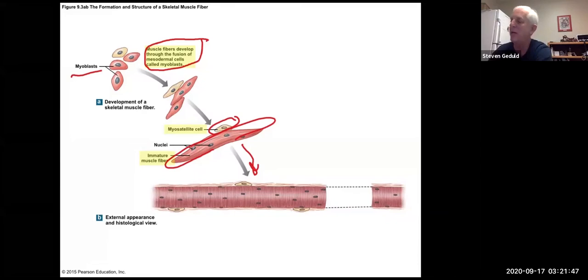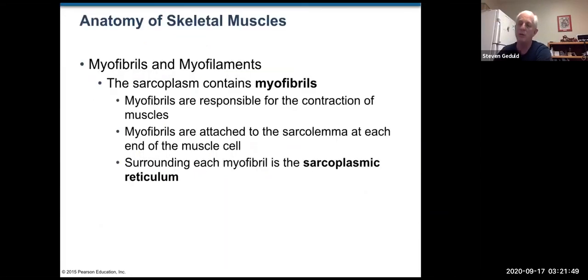You do not grow new muscles. You're born with as many as you're going to have. You can make them larger and stronger, but you're not going to make more muscle cells after birth.